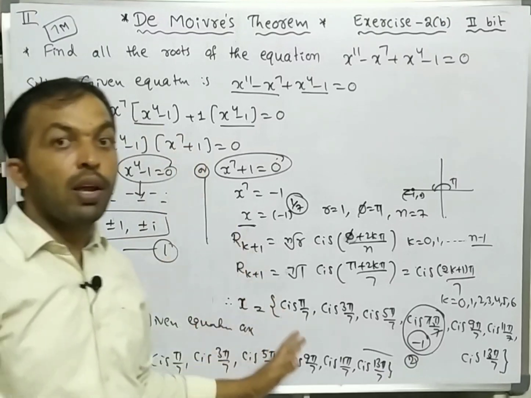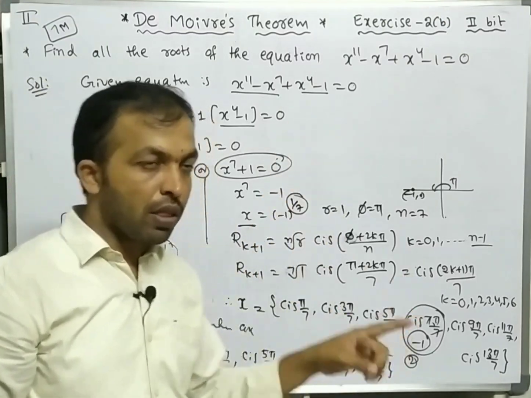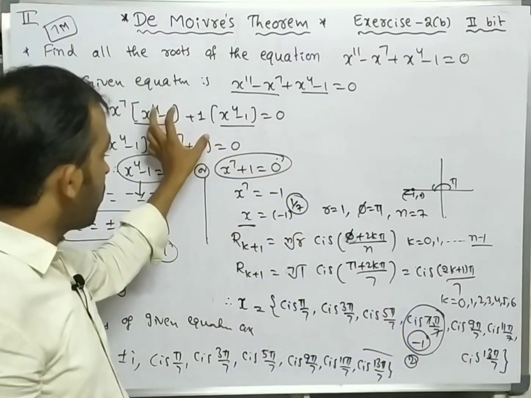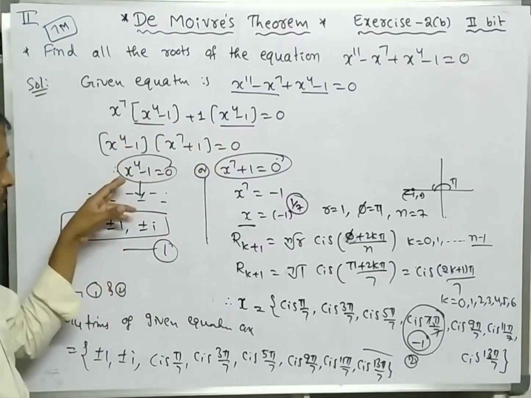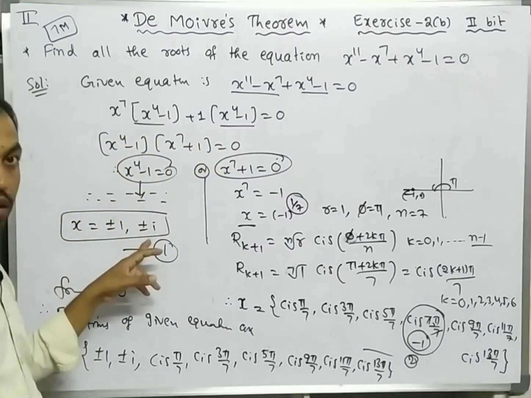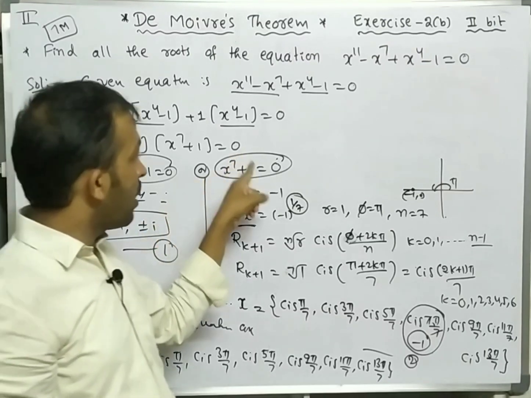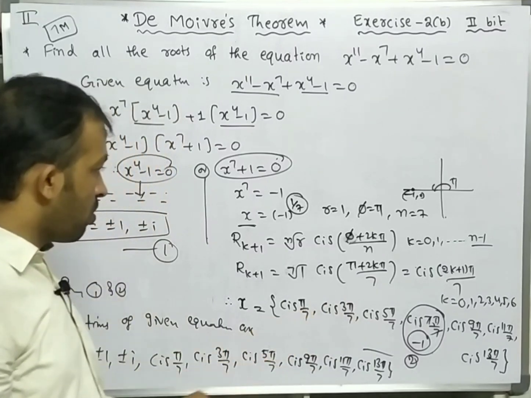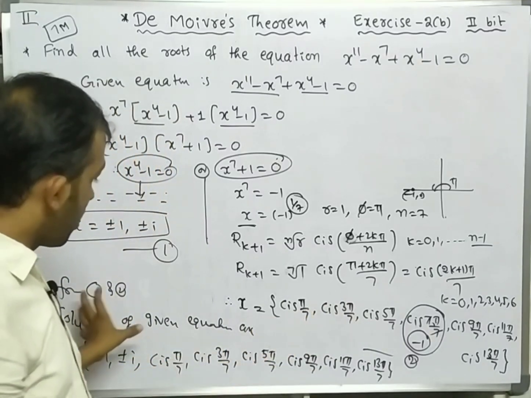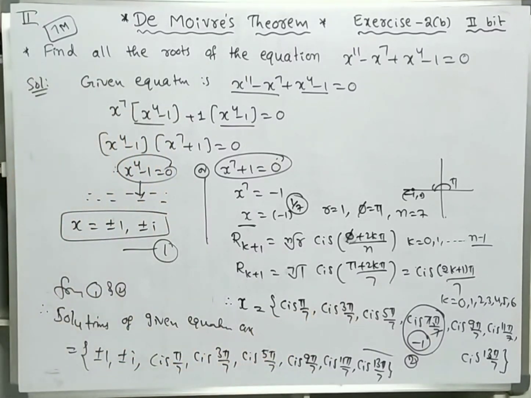This is an important problem for 7 marks. Simple problem. So factorize it. Find the fourth roots of unity, those are plus or minus 1, plus or minus i, and the seventh roots of minus 1. Okay, so these are the seventh roots of minus 1, and finally write all those roots in one set.